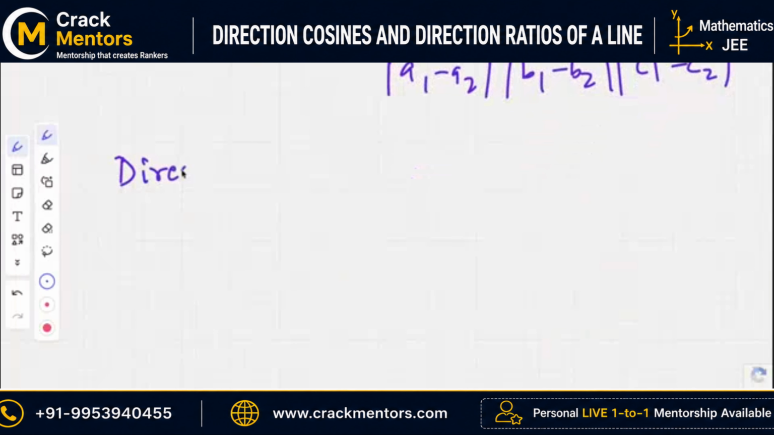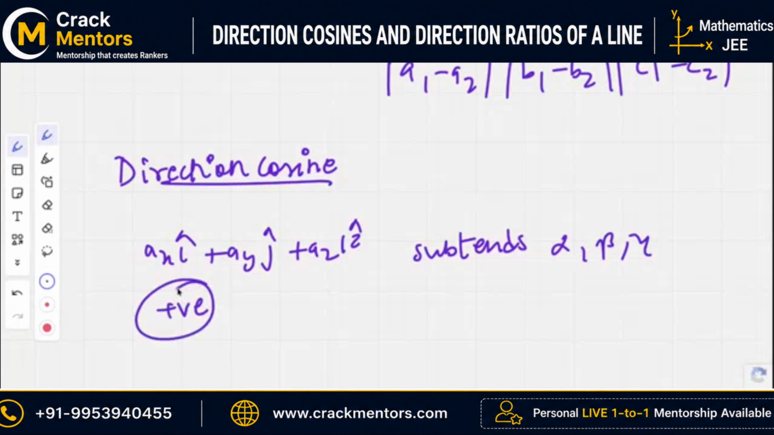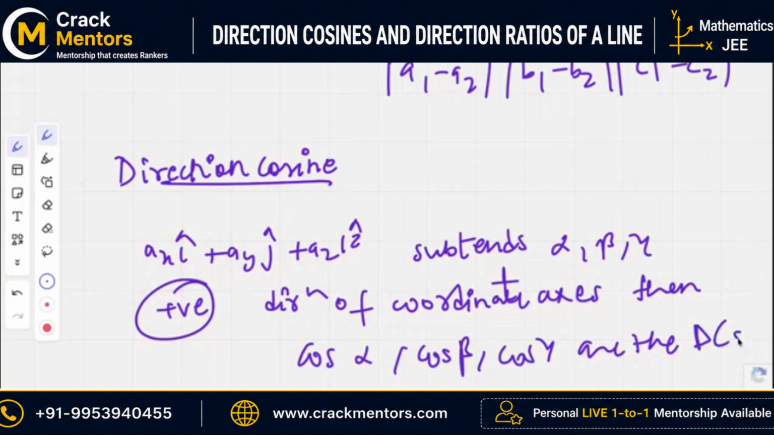Now direction cosine. Okay, let's say a vector ax i cap plus ay j cap plus az k cap subtends alpha, beta, gamma angles with the positive direction. This is important. Positive direction of coordinate axis. Then cos alpha, cos beta, cos gamma are the direction cosines.